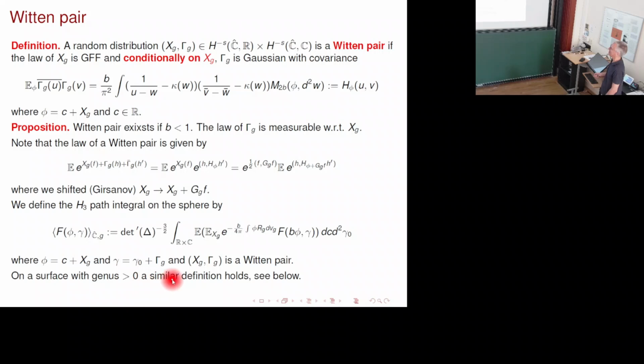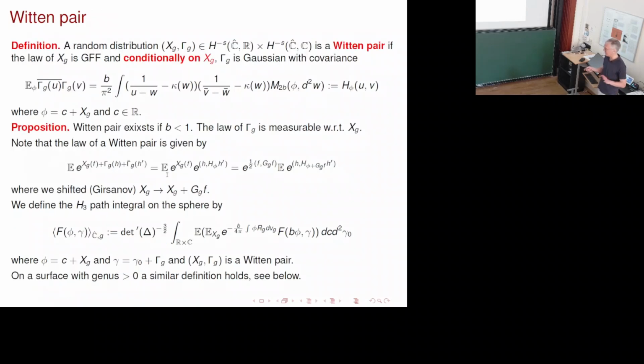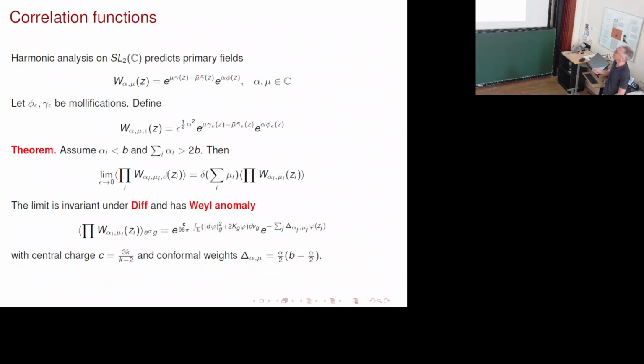If you are on a higher genus surface, there are some changes. The kernel here looks slightly different. There is also a co-kernel which you have to worry about. I will not go into that, but everything can be done there also. And then you could also try to do it with a gauge field, which is interesting, and that can also be done, but let's not go into that either. Let's just look at what comes out of this. So, correlation functions.